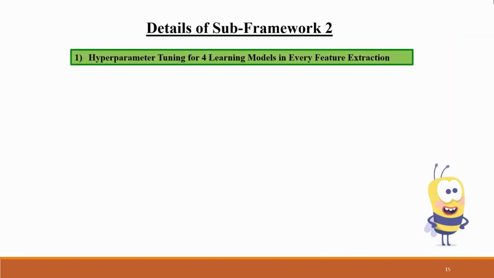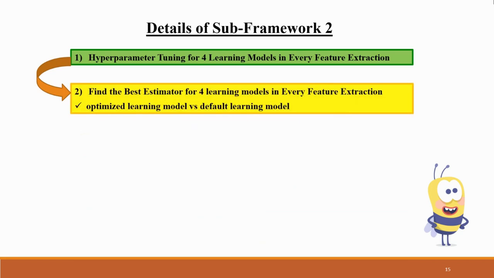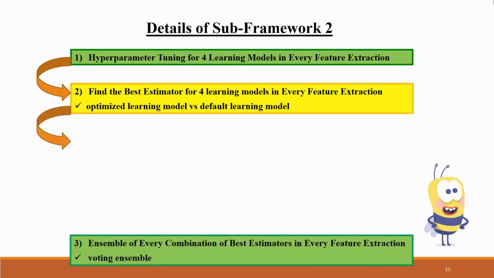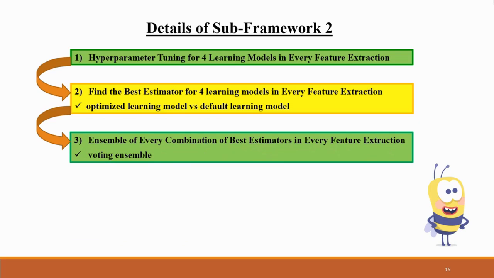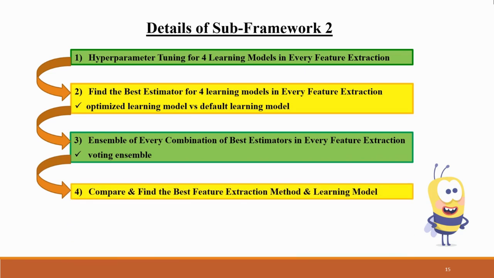Details for our sub-framework 2. First, we perform hyperparameter tuning for our 4 learning models in 4 feature extractions. Then we compare the output from step 1, which is the optimized learning model, with the default learning model to find the best estimator. And after that, we assemble our combination of best estimators using a voting algorithm. And then we compare and find the best feature extraction method and also learning model.